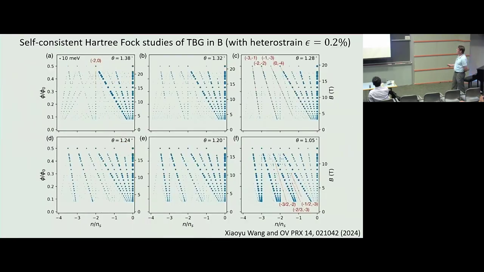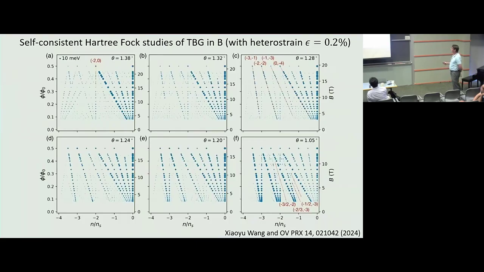Now we can do these calculations in the presence of an external heterostrain as well, starting from a large angle, and the features look similar, although the details as we come closer to the magic angle are different. And in particular, we do see an emergence of the IKS states at finite magnetic field, which, as we increase the magnetic field, turn into states which are not intervalley coherent.